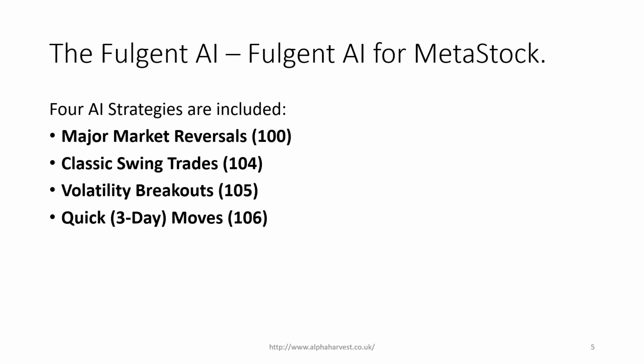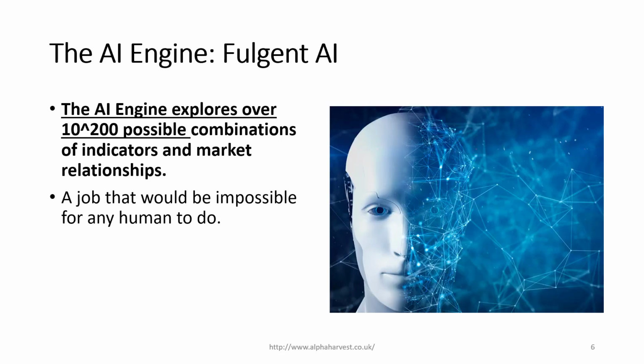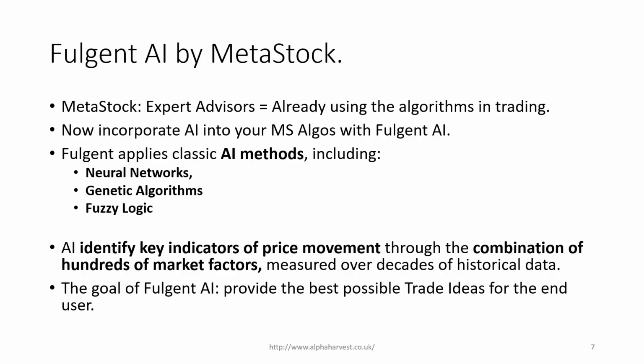Just briefly, for those of you that are new to artificial intelligence investing, the Fulgent AI explores 10 to the power of 200 different combinations of indicators and market relationships. So it's a job impossible for a human to do. So you can see the AI really does a very comprehensive, very detailed analysis of high probability trades coming out of all the technical indicators with all available settings. So that's really the tip of the iceberg definition.